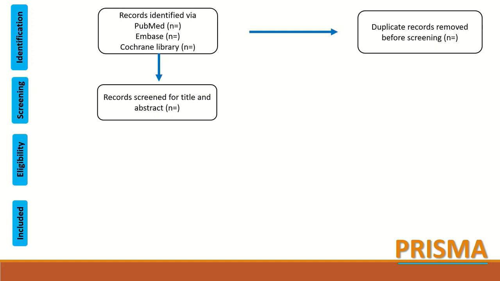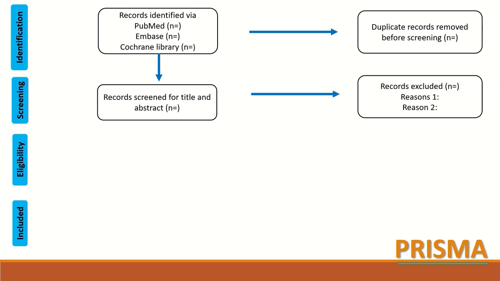Once the records or papers relevant to the intended systematic review have been identified, the next step is to screen those papers by title and abstract. Each step here will lead to a reduction in the total number of records or papers. Those selected in the identification phase will be put through a screening phase, checking whether the title and abstract are relevant to the topic of the intended systematic review and meta-analysis.